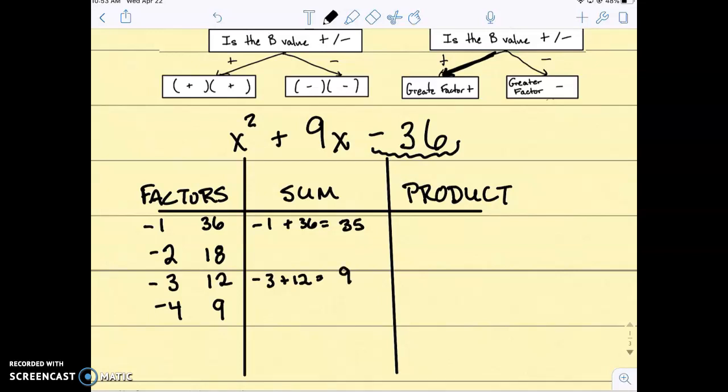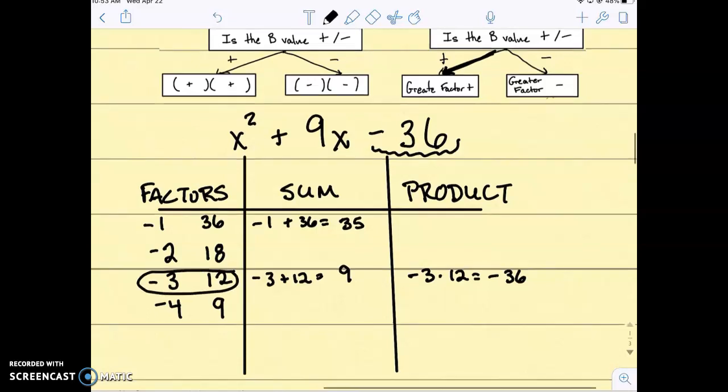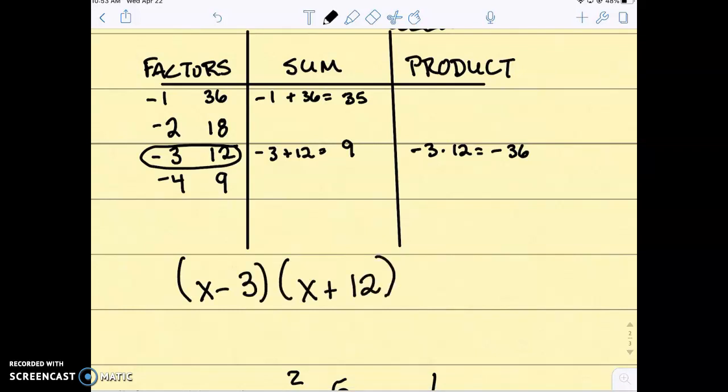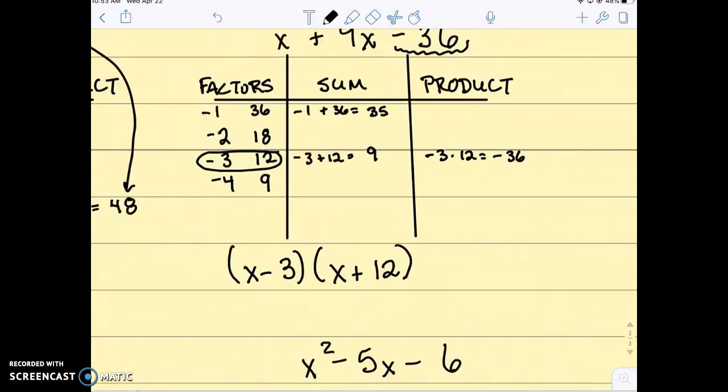Neat. Okay, what's -3 times 12? It's -36. There's my factors. So I wind up with x minus 3, x plus 12. And I'm done. So it takes a little bit of practice.